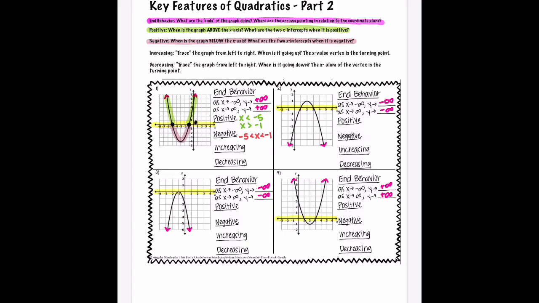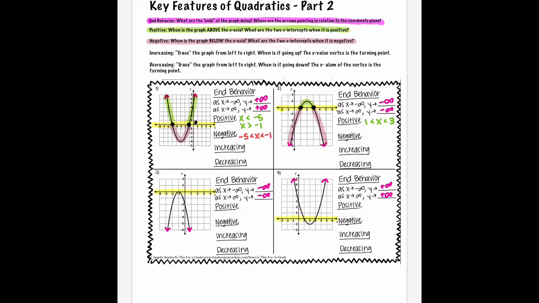Okay, now let's look at example 2. The part of our graph that is positive, this time it's the upside down U shape, and that's between these two x values, 1 and 3. So when x is between 1 and 3, it is positive. And then the parts of the graph that are below the x-axis, or negative.